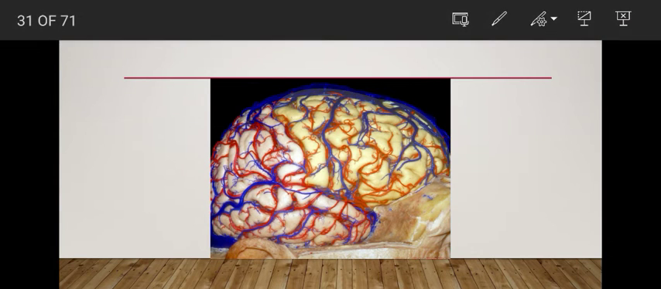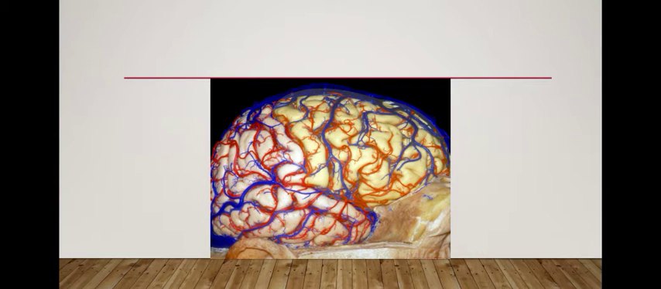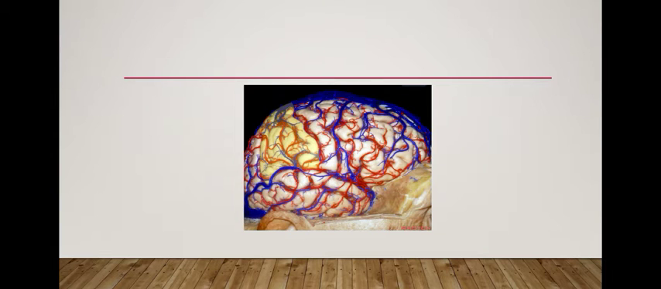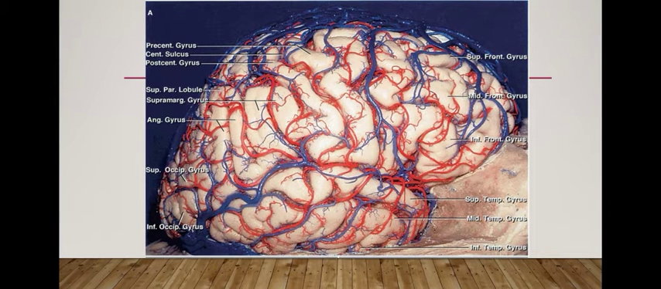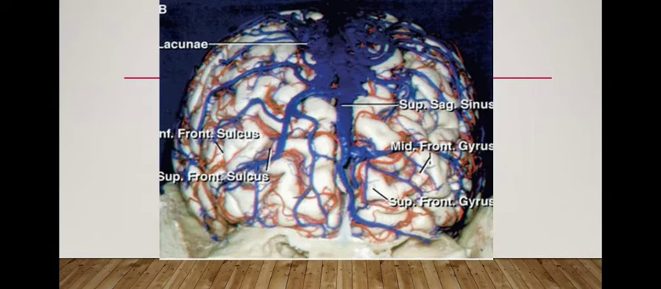Now this picture demonstrates the lateral surface of the whole frontal lobe has been highlighted. In this picture the parietal lobe in its entirety has been highlighted. This is the same picture, so we are just going to move on.